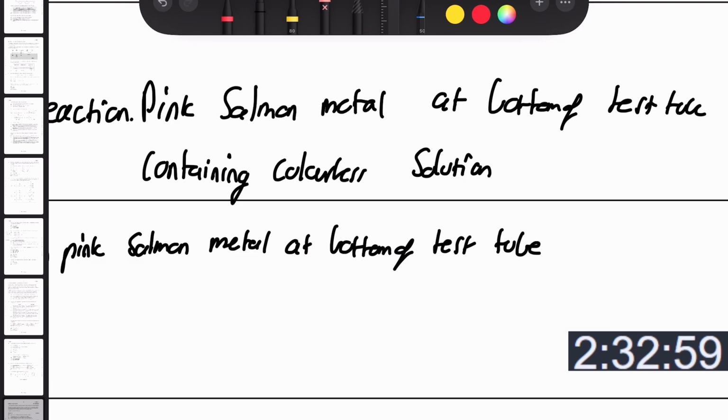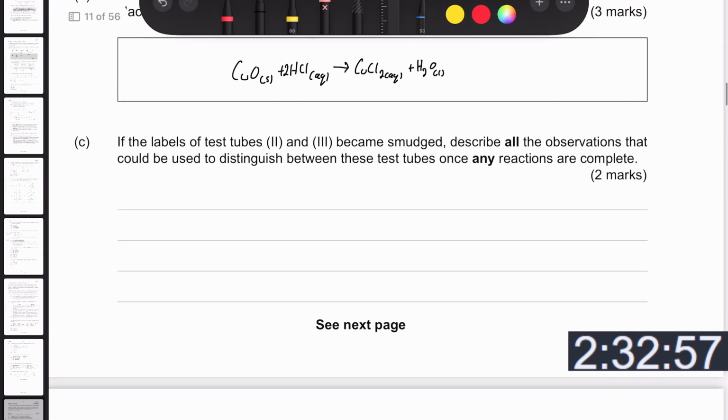Okay, we still have like 200 marks to go, so we've got to keep going. If test tubes 2 and 3 have been smudged, describe all observations that we use to distinguish between these test tubes once any reactions are complete.